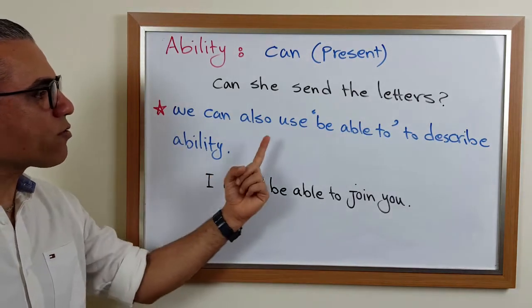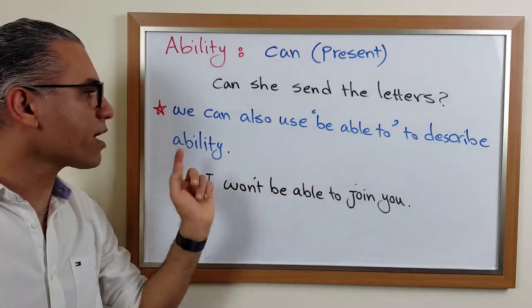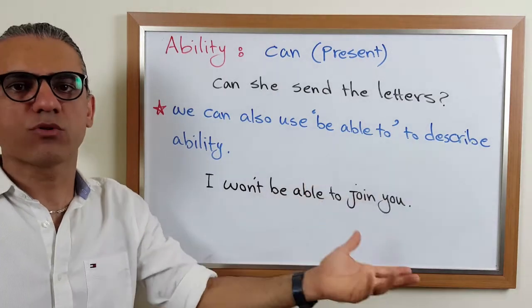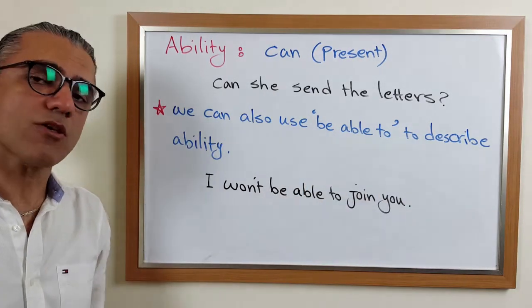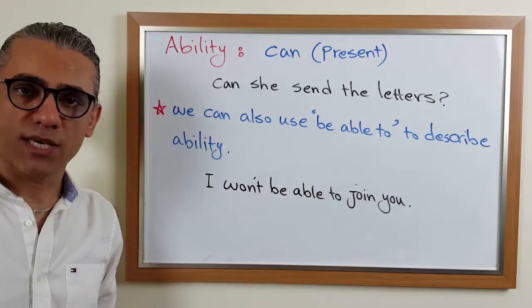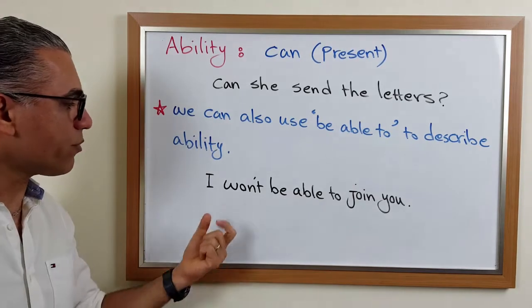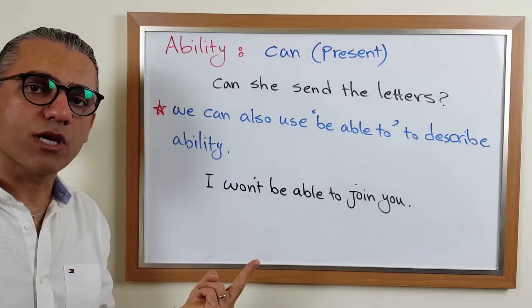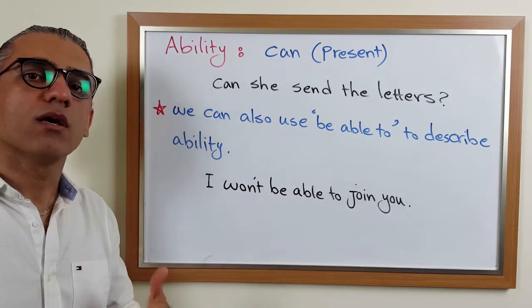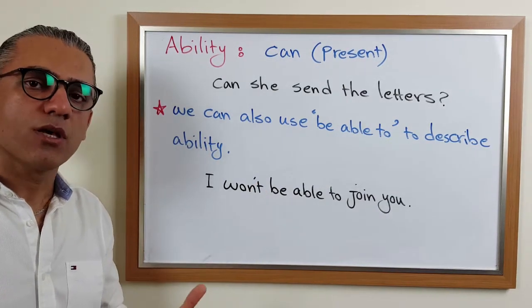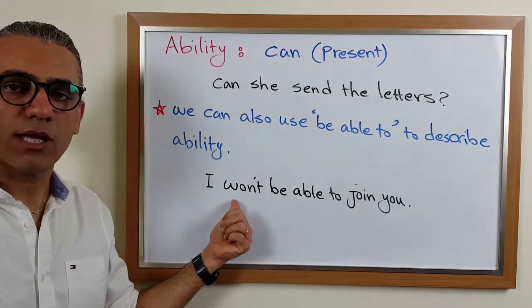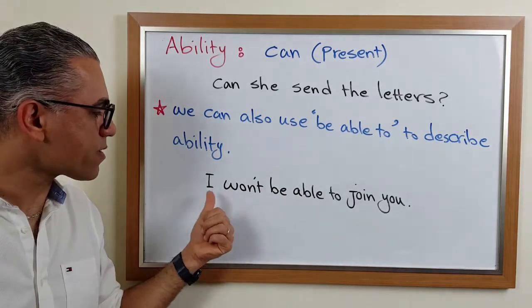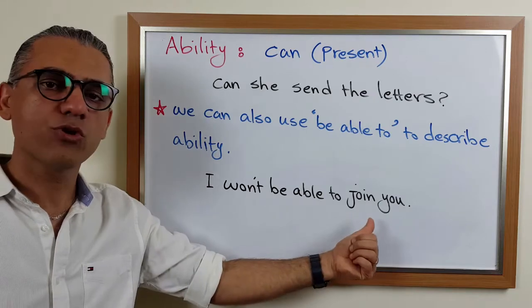And remember, we can also use be able to describe ability. Of course, be able to is not a modal verb, but sometimes, especially when we cannot use can, we use be able to. For example, I've told you that we cannot use two modal verbs together. So when we are describing an ability in the future, we may want to use will, and we cannot use will with can. So we say, I won't be able to join you.